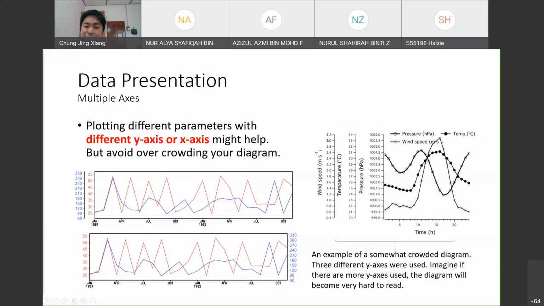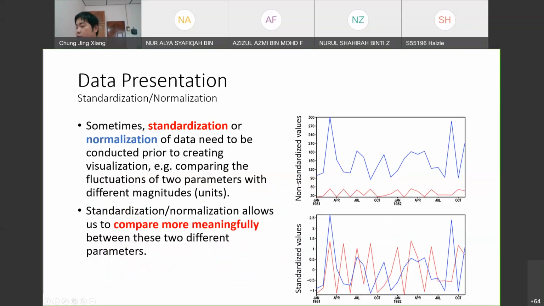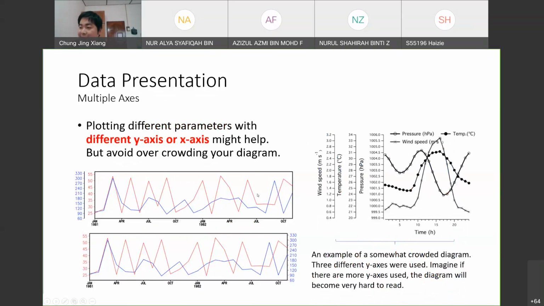Then only you know, okay, this is how wind speed looks like. It can be very cluttered when you try to plot your data with multiple axes. I don't really recommend you use this, but it depends on the situation. If you really want to compare two parameters, it's always best to do standardization, because standardization will show you clearly, like this one, the blue has a stronger variation than the red. But if you plot with different axes, you might not see that.